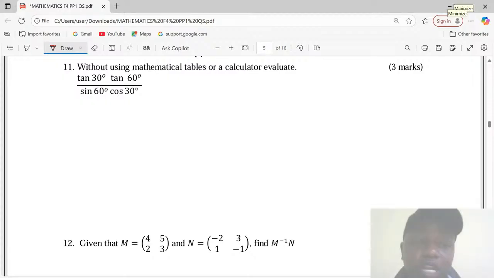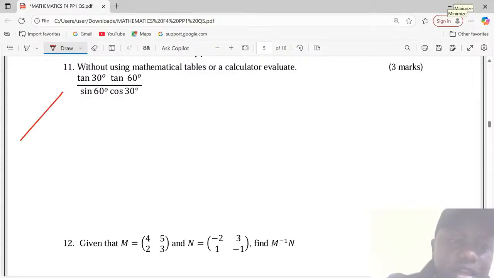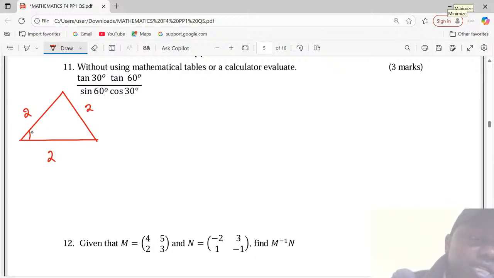trigonometric ratios. We call them trigonometric ratios of special angles. With the special angles, we first assume an equilateral triangle, such that it has 2 units, 2 units, 2 units. Then automatically the angles are 60, 60, 60.